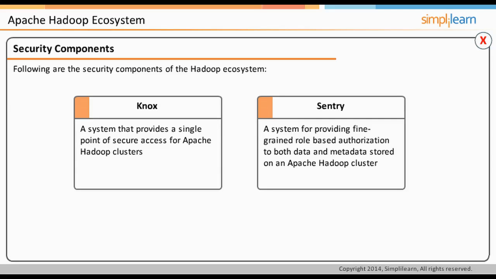Now we will focus on the security components, which are Knox and Sentry. Knox is a system that provides a single point of secure access for Apache Hadoop clusters. Sentry is a system for providing fine-grained role-based authorization to both data and metadata stored on an Apache Hadoop cluster. Both these projects are currently in the initial release phase.